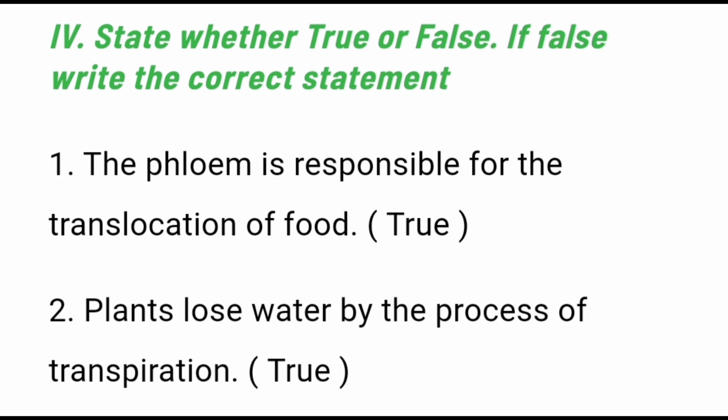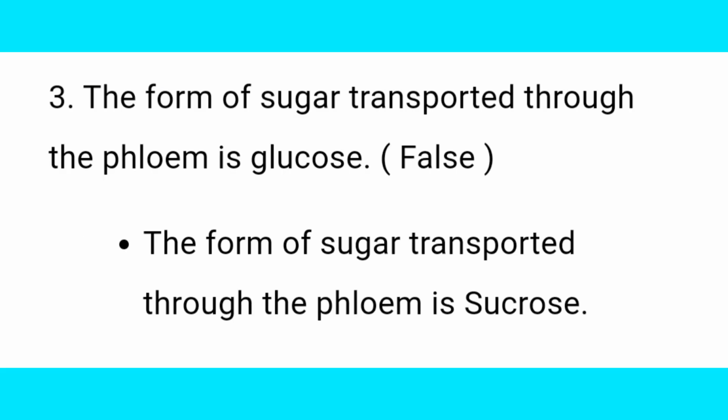Fourth Roman letter, state whether true or false. If false, write the correct statement. First one, the phloem is responsible for the translocation of food. The statement is true. Second one, plants lose water by the process of transpiration. The statement is true. Third one, the form of sugar transported through the phloem is glucose. The statement is false. The correct statement, the form of sugar transported through the phloem is sucrose.